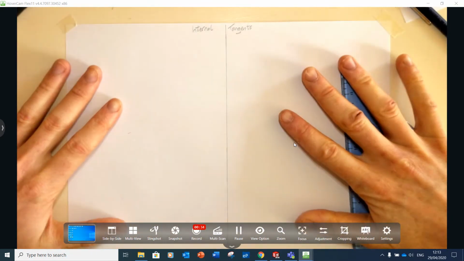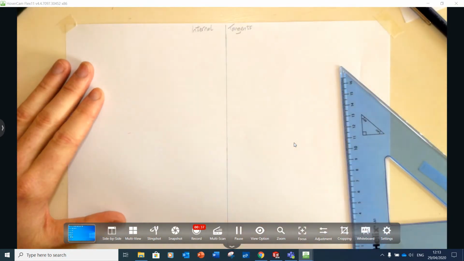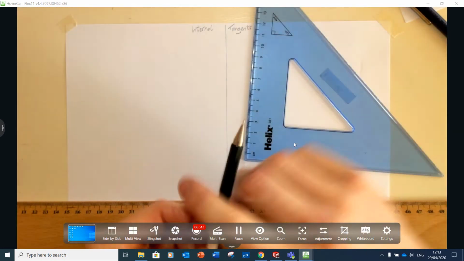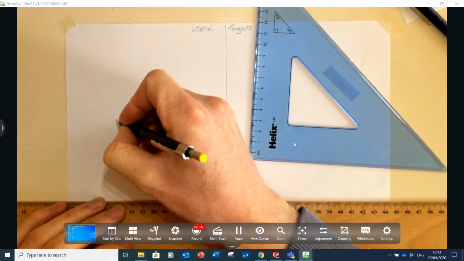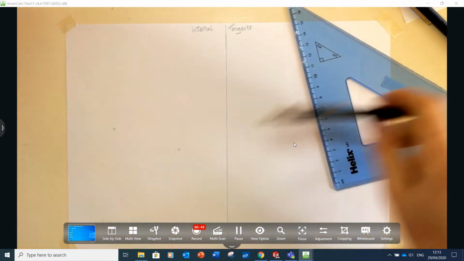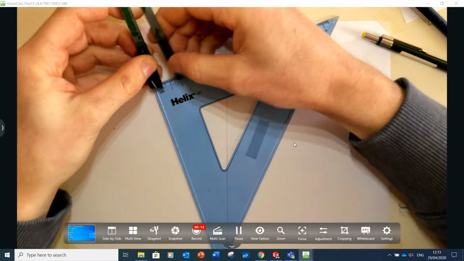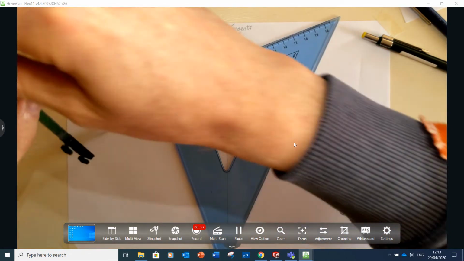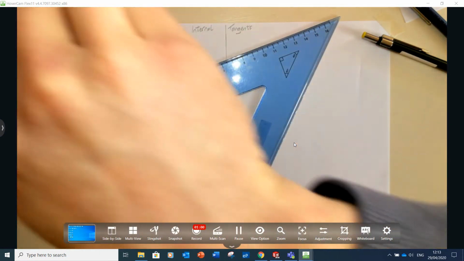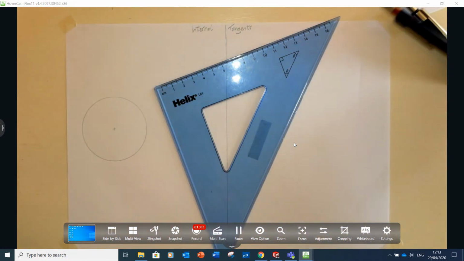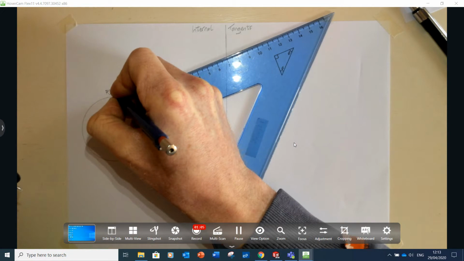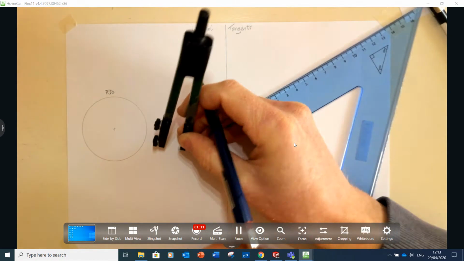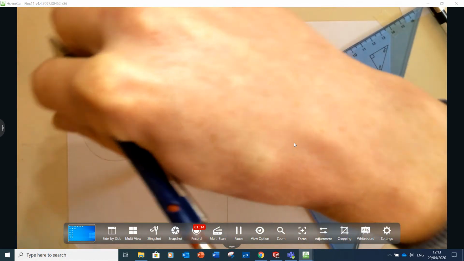Now, once again, I have an A4 page in front of me. I've divided it down the middle, and I'm going to start on my left hand side here, and we're going to draw two circles. I'm going to draw one circle, radius 30, and a smaller circle, radius 15.